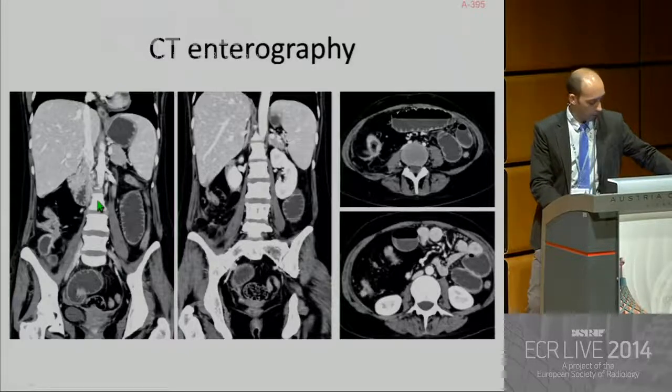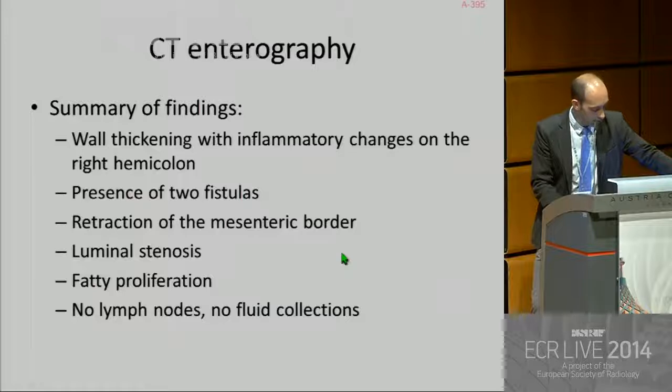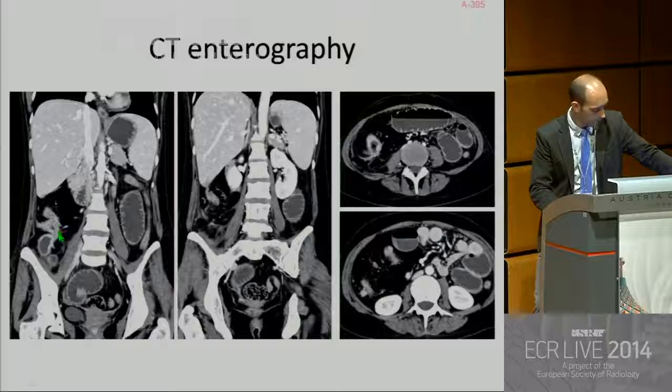The more relevant findings are the thickening of the right colon, with enhancement. There is a bit of dilatation here. There is a fatty proliferation surrounding this segment of the colon. The left colon is collapsed. There is this lesion that arises from near the hepatic flexure and is in contact with the liver, and in the posterior aspect of the colon, there is this second lesion that resembles a fistula. So the summary is a wall thickening with inflammatory changes in the right hemicolon, 2 lesions highly suspicious for fistula. Also, there is some retraction of the mesenteric border of this colon.